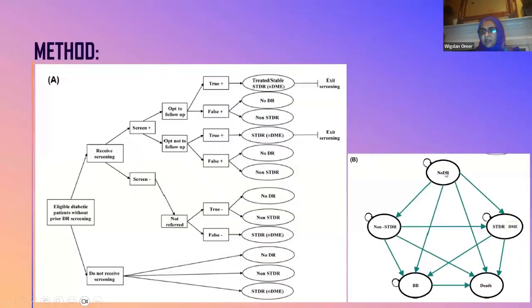The Markov model shows the progression of disease. There's a probability that a person can progress into severe, vision-threatening disease or not progress, and eventually the two can also progress to bilateral blindness or death.